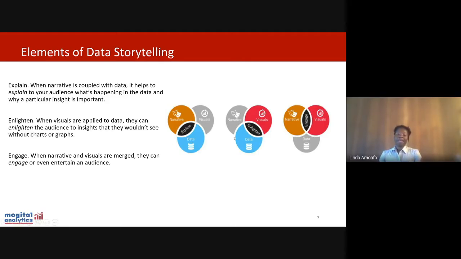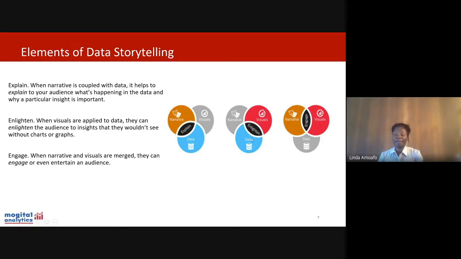And the next one is it enlightens. This happens when you apply visuals to data. You are able to tell your audience what is happening, and you could relate to that if you've been doing some data analysis. Sometimes there are outliers or patterns happening in your data sets which you wouldn't have seen otherwise if you were just looking at your data. But once you plot it or visualize it, that helps your audience, or you yourself, to relate to it and see what patterns are happening in the data set and what model would best fit your data in that situation.